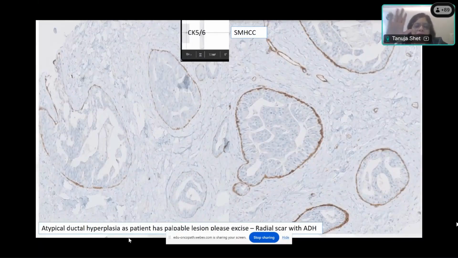So I said, yes, this is atypical, but you need to excise this because I don't know. Remember what I said? 2 ducts is ADH, 3 ducts and more, I called it DCIS. So before calling it DCIS, I need to know the whole area in which it was. And lo and behold, when the final excision came, it was a radial scar. So then this ADH remained ADH, it did not become DCIS. So the moral of the story is, ADH is DCIS. It's the quantification that changes, and that's why you have to be very watchful.